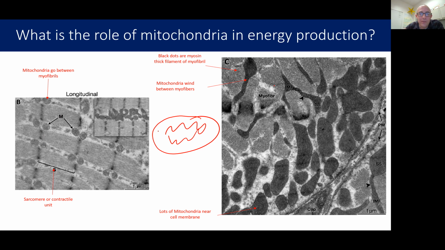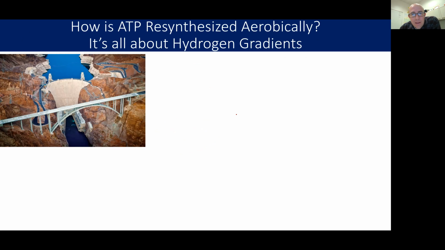It took a while for the technology to get in place where we could see the mitochondria as they should look in the muscle. And we realized that it's a vast network or a reticulum of mitochondria, not just these isolated beans. Anyway, that's a tangent. So how is ATP resynthesized in the mitochondria?